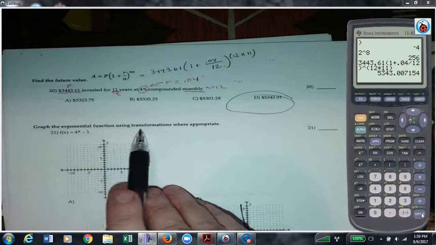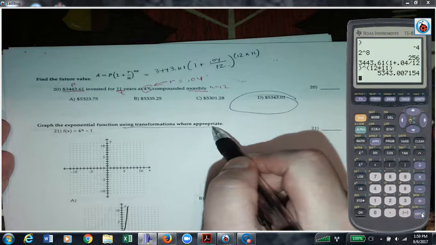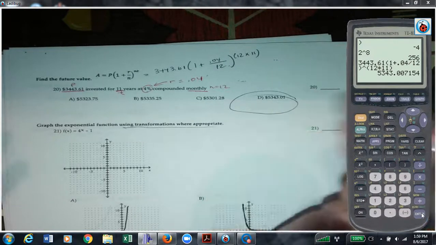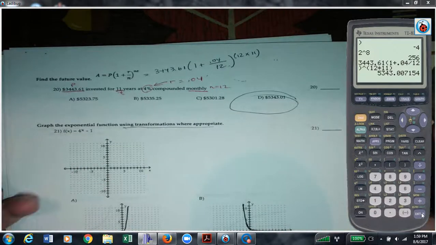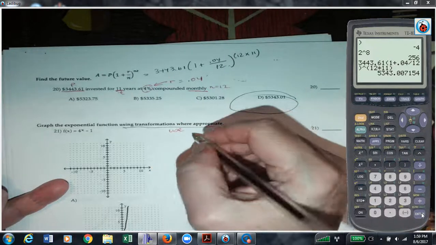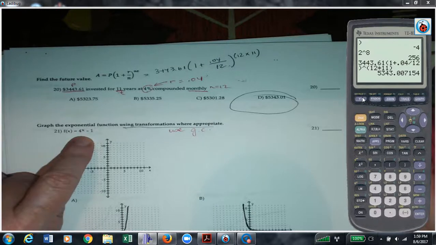Graph the exponential function using transformations where appropriate. Again, this is a multiple choice exam. You're not being marked on your work. You just have to circle the right thing. So just use your graphing calculator. Put that in your graphing calculator and look at it.